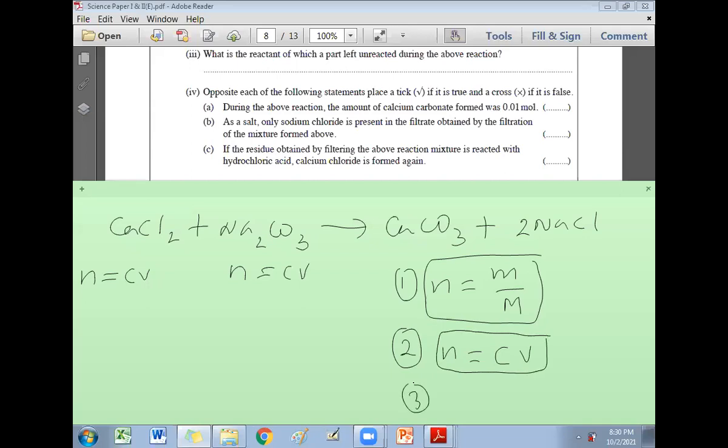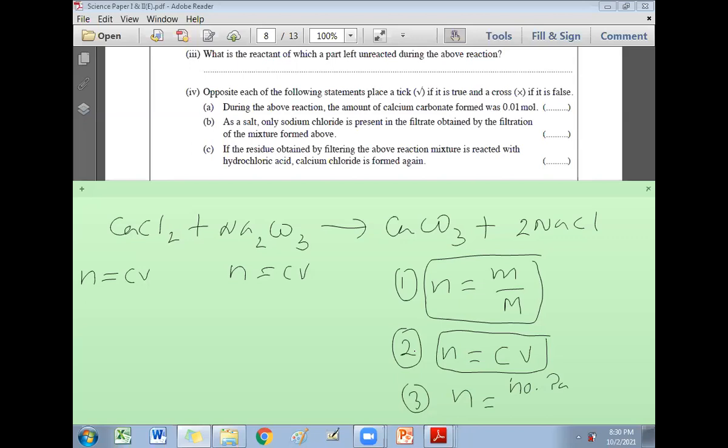Third equation to calculate the number of moles equals number of particles divided by Avogadro constant, right? Number of atoms or number of molecules divided by Avogadro constant. What is the symbol of Avogadro constant? L, 6.022 into 10 to the power 23. Right. Now next part. Now you have to calculate the number of moles in each.